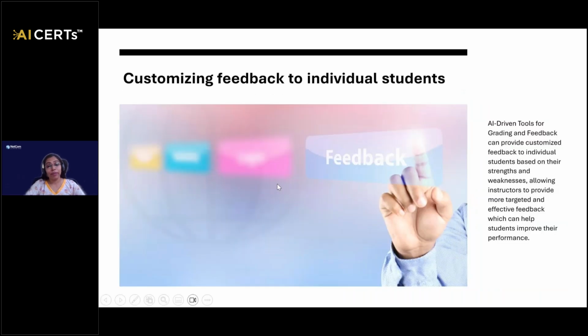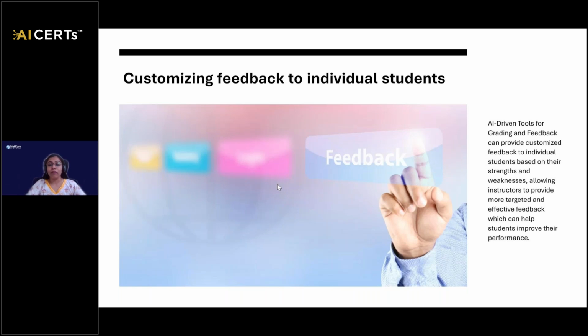And customizing feedback to individual students, which is really important because we cannot have one sort of feedback for all our students. One student may be good in one topic, another may need more practice or maybe improvement in the same topic. So we need to have that customized feedback to all our individual students based on their strengths, their weaknesses, where they need improvement, where they are good already.